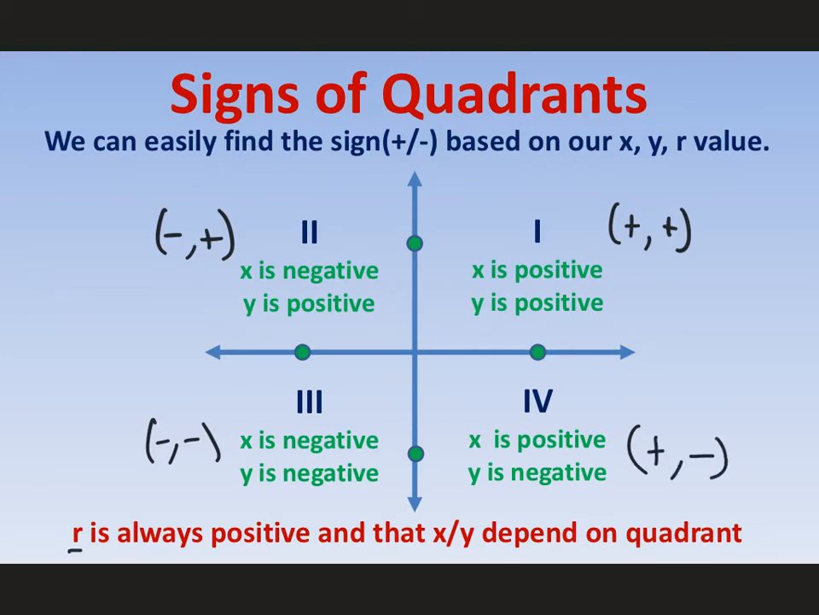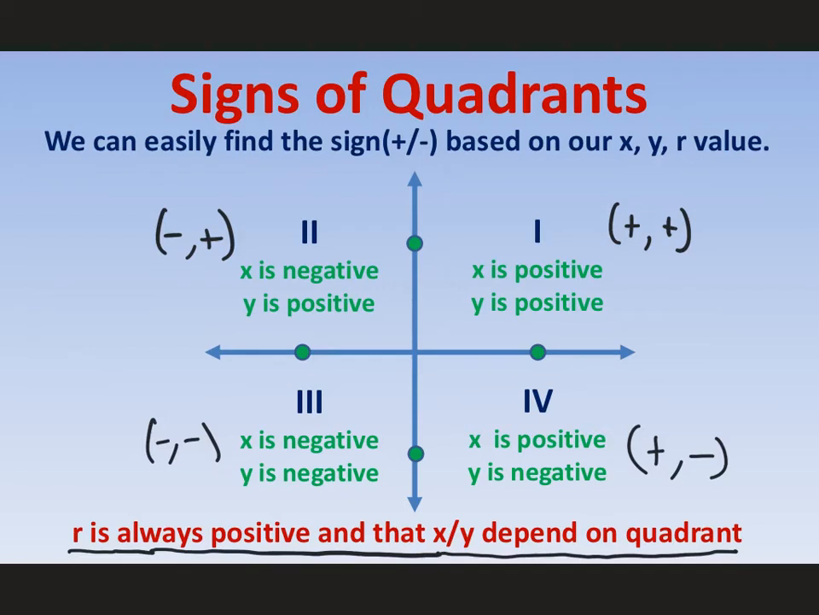Now, because r is the square root of x squared plus y squared, r always ends up being positive. So r is always positive, okay? But our x and y values depend on what quadrant we're in. As we're doing this, our r value always ends up being positive, just the way it works out, but our x and y values depend on what quadrant we're in. And so we need to keep that in mind.